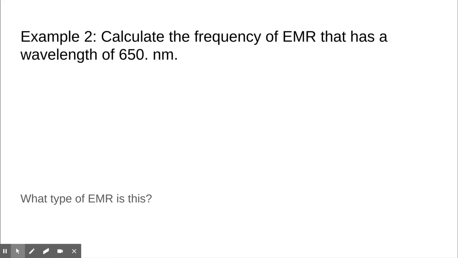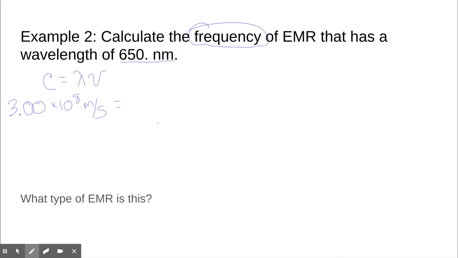All right, so now we need to find the frequency. What's the frequency, Kenneth? If you know REM, that's an old REM song, of EMR that has a wavelength of 650 nanometers. So the equation I'm going to want to use is the one that relates the wavelength and the frequency, which again is C is equal to the wavelength times the frequency. So I'm going to start putting my constant in, so 3.00 times 10 to the 8th meters per second.